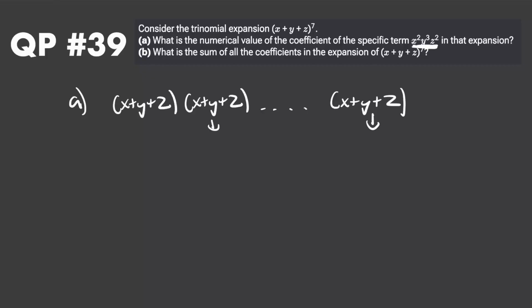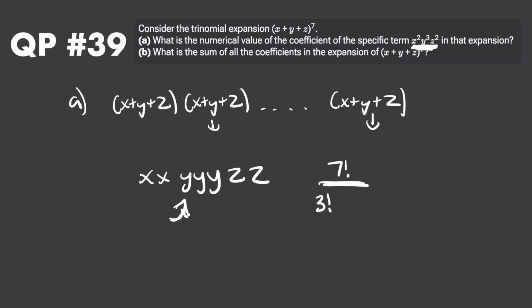For this specific term right here, I basically have 2 x's, 3 y's, and 2 z's, and I just need to calculate the number of permutations of these. So again, I have 7 factorial ways to permute 7 items, but these are going to be the same. All the y's are the same, so we need to divide out the 3 factorial permutations of the y's, the 2 factorial permutations of the x's, and the 2 factorial permutations of the z's. Again, just the basic multinomial setup, and this is going to be our coefficient.